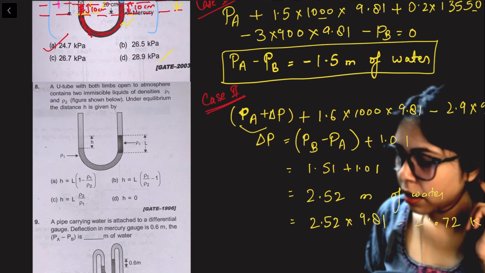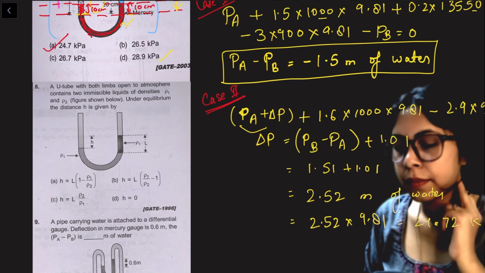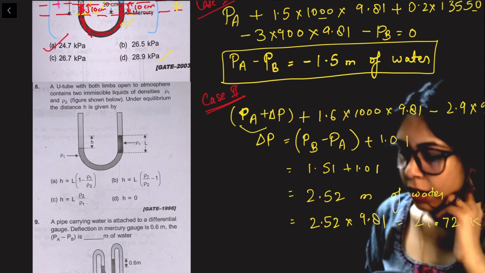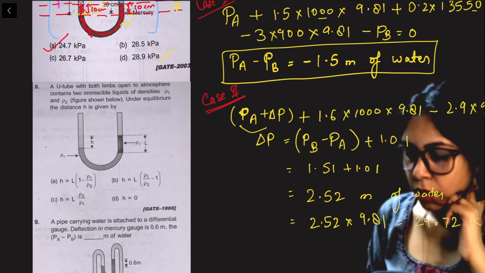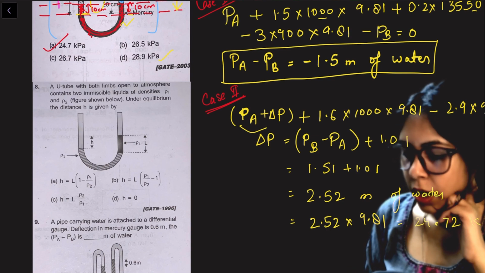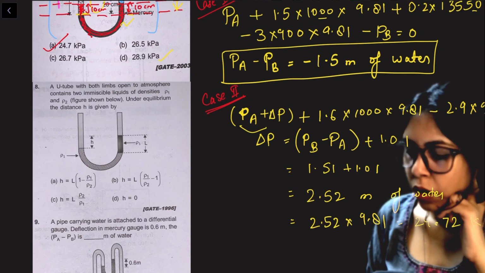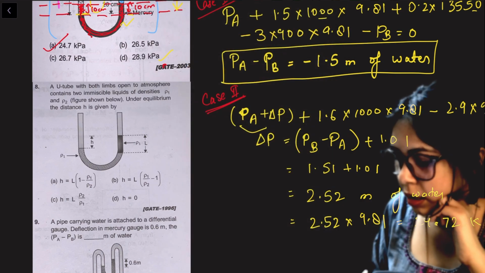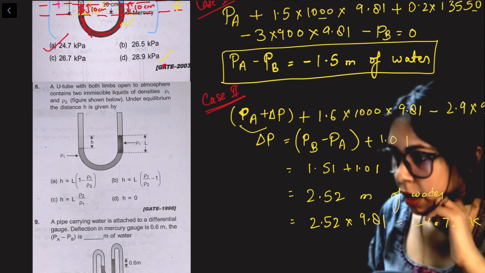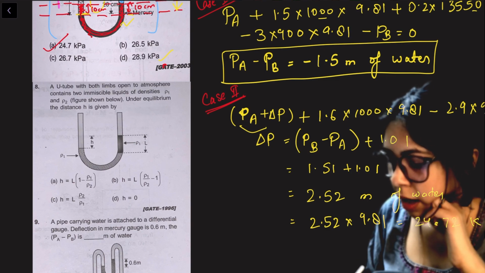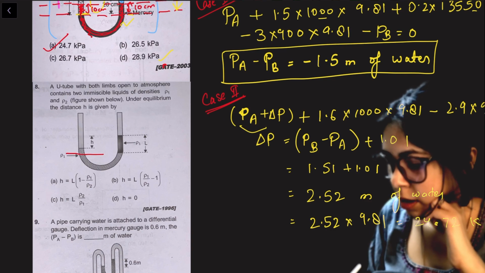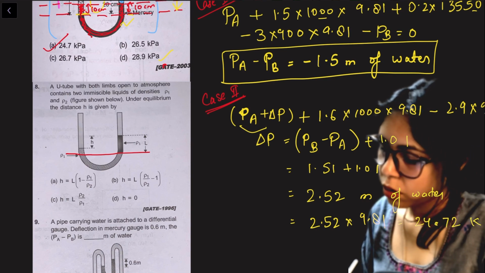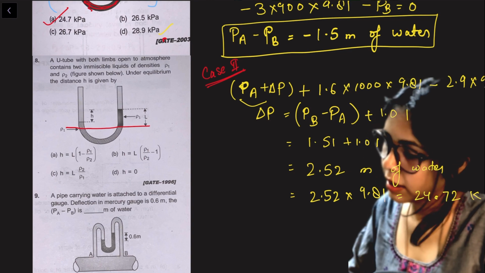We can see here a U-tube with both limbs open to atmosphere contains two immiscible liquids of densities rho 1 and rho 2. So there is a U-tube which is having two liquids rho 1 and rho 2 under equilibrium, distance h is given. So I have to calculate the height, this h. That means, first of all select the datum, and both are with the atmosphere, right? So if I select the datum, below that everything should be same liquid, right? So I can select this as datum. So I can calculate the height as, let's write the equation first.